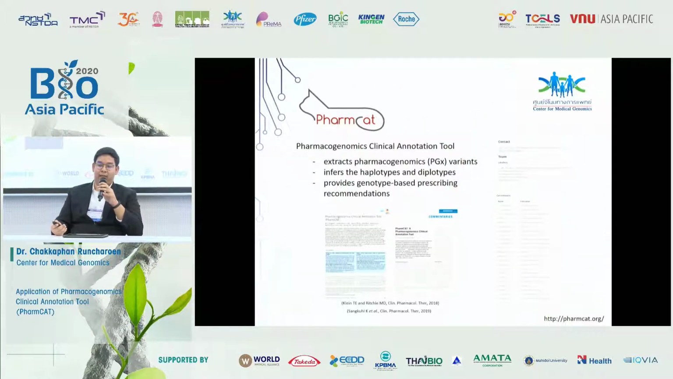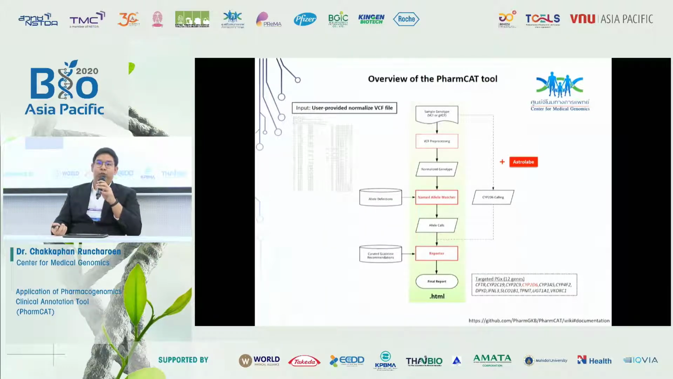PharmCAT is open access and open source, and it has been developed by the team from Stanford and the University of Pennsylvania. It can help you to extract the pharmacogenomic variants, infer the haplotype and diplotype, and also provide the genotype-based prescribing recommendation. What you need to provide for this tool is the user-provided normalized VCF file.